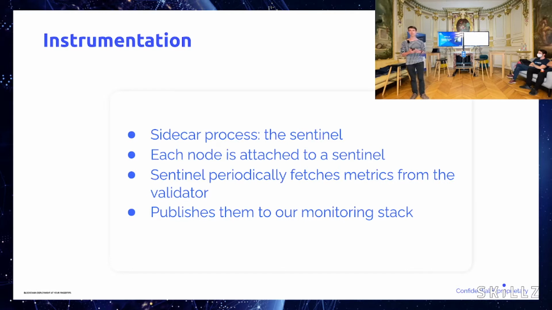To get this instrumentation, we have a sidecar process. It's a Go process which runs at the same time as a validator. Every 5 minutes or so, it pokes the validator, gets its state, tries to get more information from it, and then publishes it to Prometheus. With this, we get new sets of metrics we can play with, even business metrics, which are not very technical.